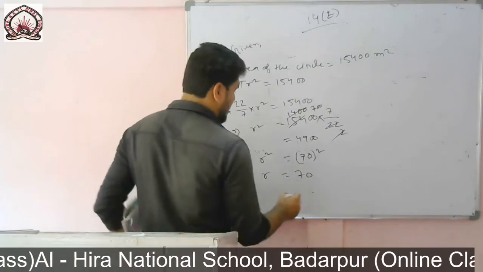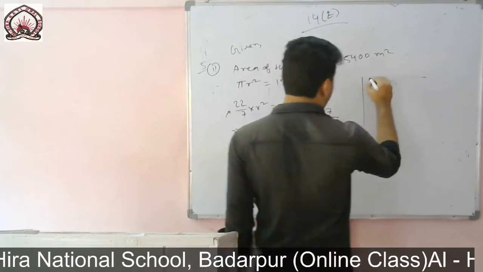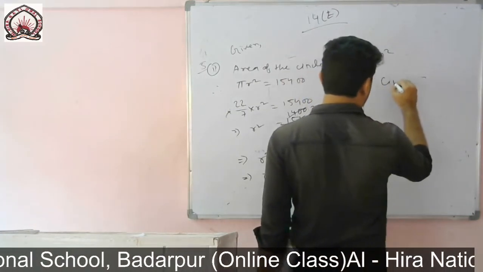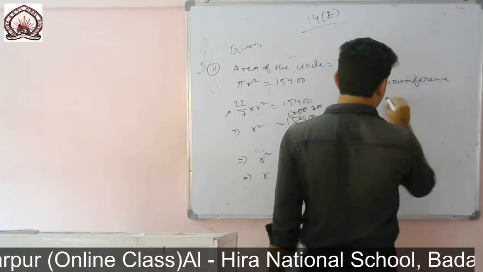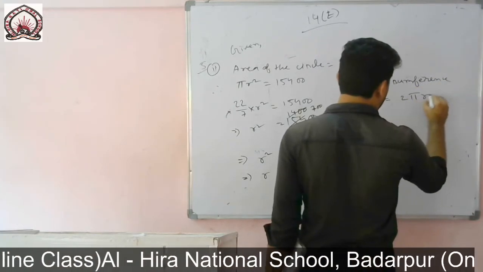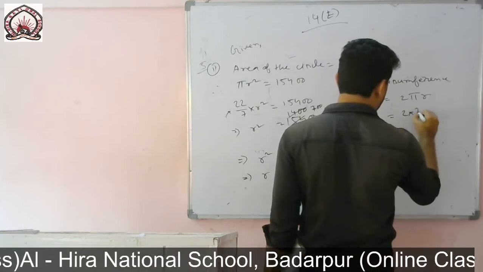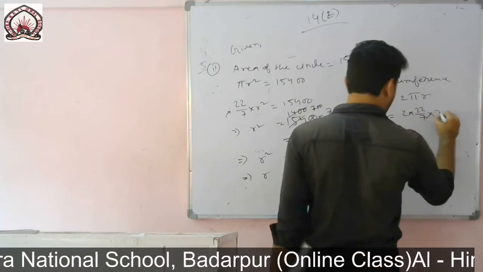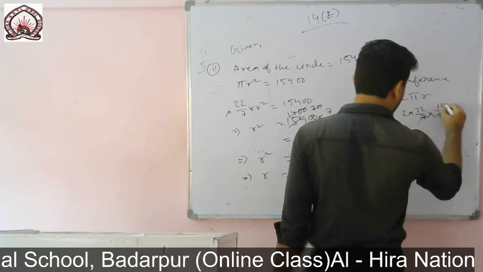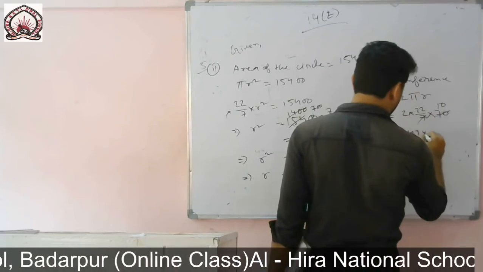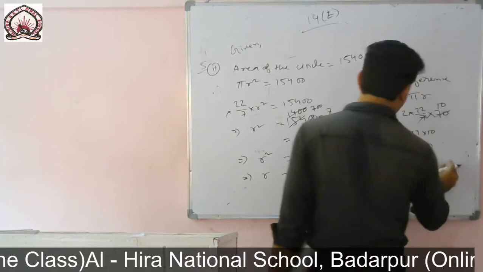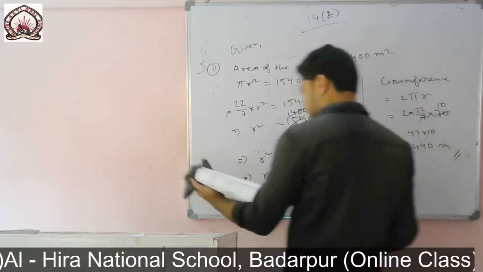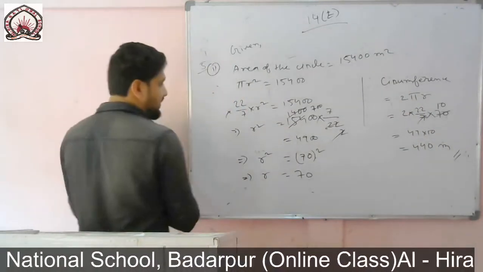Now you can find the circumference. After that you write, therefore, circumference equals 2 pi r. This is 2 into 22/7 into 70, which gives 440 meter. Okay, that is the answer.